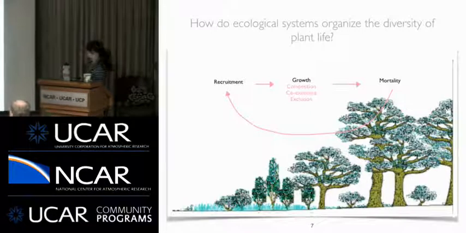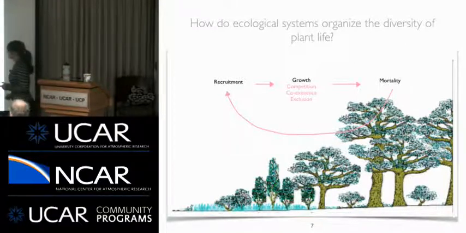So what does that mean? What it means is that we have to try and more realistically represent how ecological systems organise the diversity of plant life. So ecology is very complex and difficult. It's difficult to nail down specific processes because the world is so heterogeneous, etc. But one thing that we do know in ecology is that this happens.